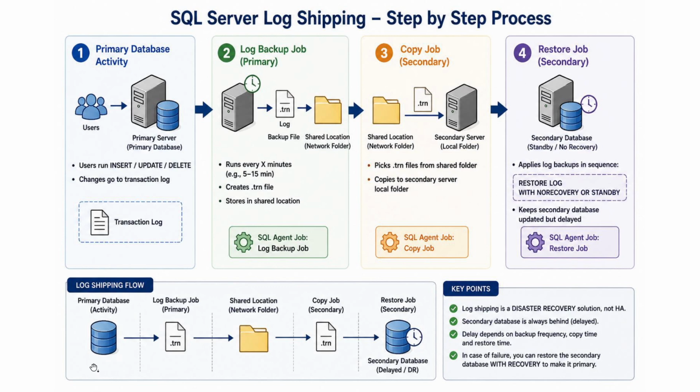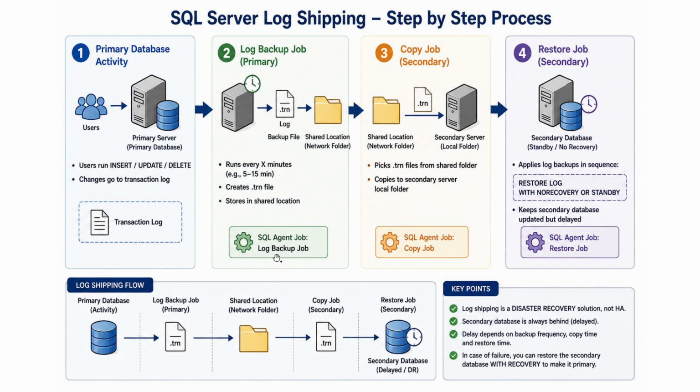The flow, if I have to repeat the flow: primary database activity, the log backup happens on the primary, kept in a shared location, the copy job copies it to the secondary, and restores it on the secondary. Now there are some key points to remember. It's an HDR solution, not an HA solution.